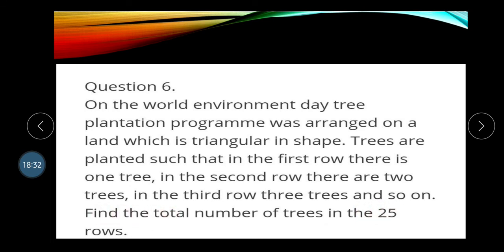So here the number of trees planted in the first row is A, that is 1. Secondly, there is a constant increase in the tree plantation, that is it is increasing by 1. So D is 1 and the number of rows, that is N, is 25. So we will be using Sn to find the total number of trees in 25 rows. Let's see the solution, students.